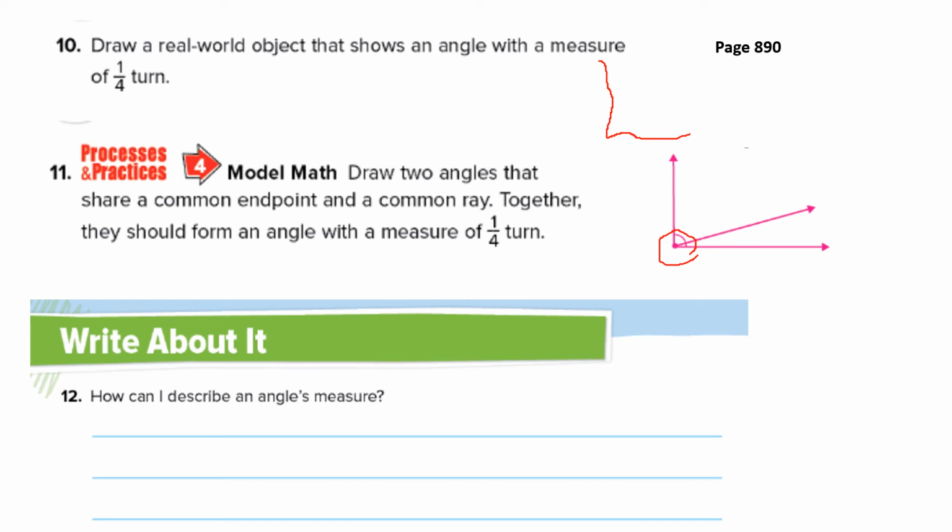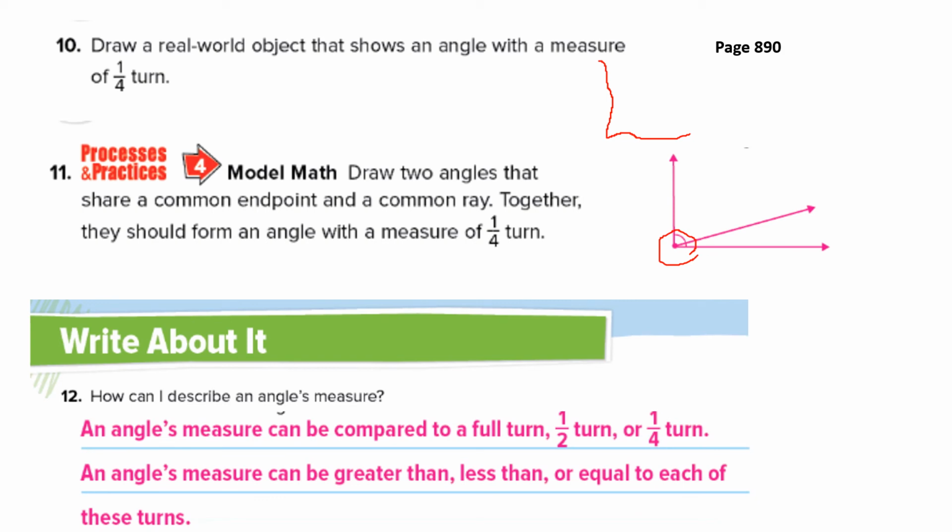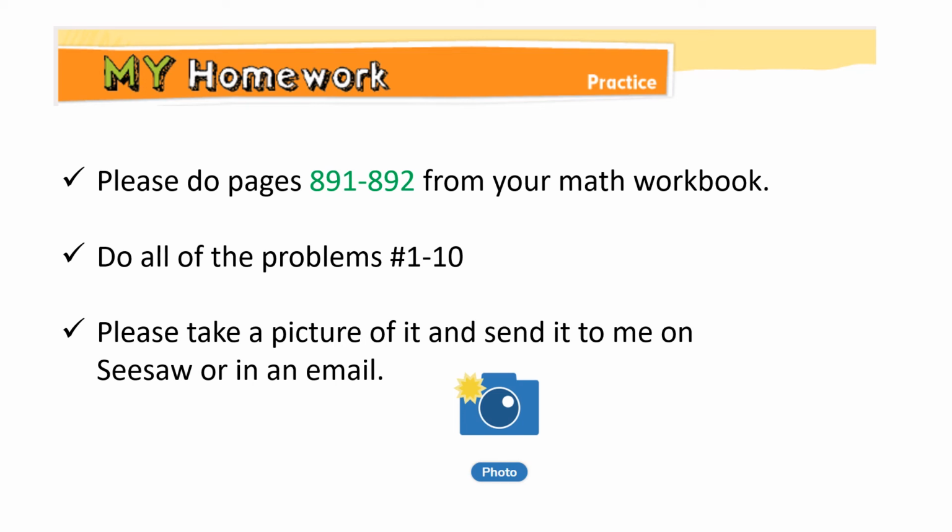And how can I describe an angle's measurement? An angle's measure can be compared to a full turn, half turn, or 1/4 turn. An angle's measure can be greater than, less than, or equal to each of those. So what are you going to do today? You're going to turn to page 891 and 892. You're going to do all the problems 1 through 10. And when you are done with your work, please take a picture and send it to me on Seesaw or email.